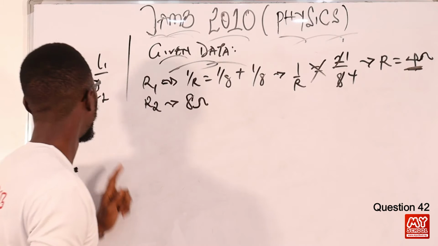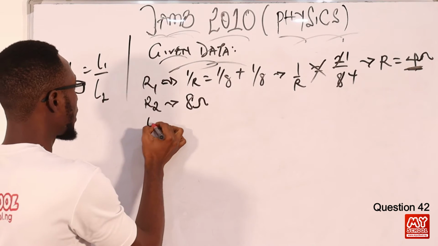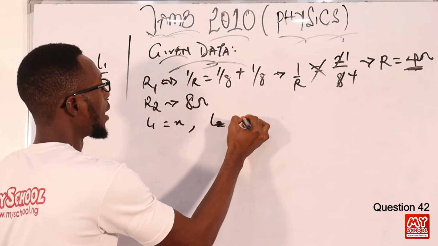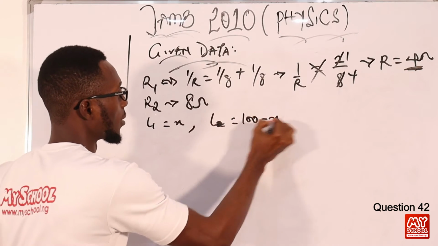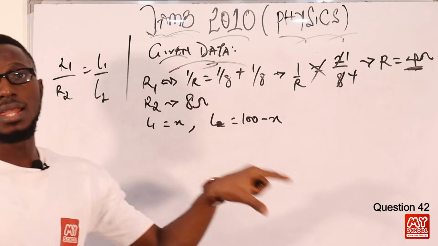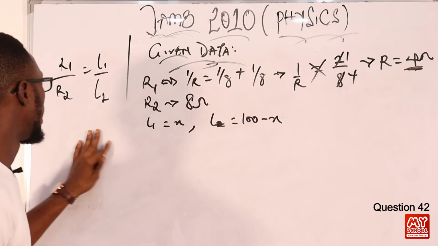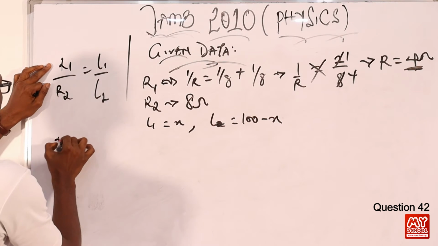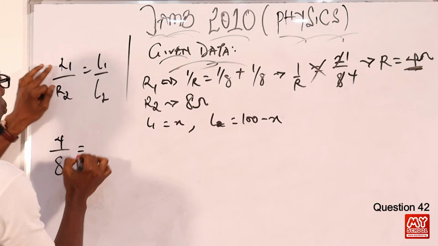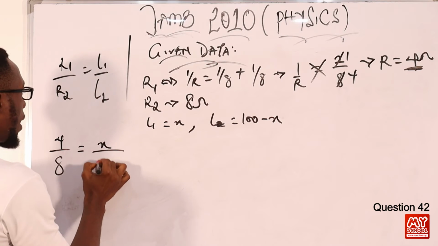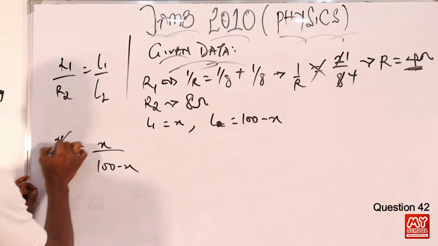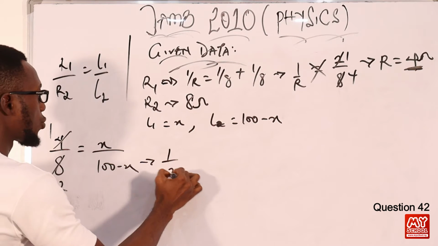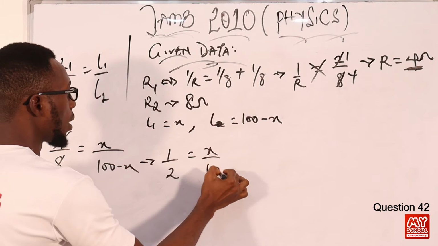Okay, so L1 is given as X, then L2, the remaining length, is 100 minus X centimeters. The length there is usually 100. So let's input these values. I have R1 over R2, which is 4 over 8, equals L1 over L2, X over 100 minus X. So 4 goes into 4 once, 4 goes into 8 twice, right? So basically I have 1 over 2 equals X over 100 minus X.